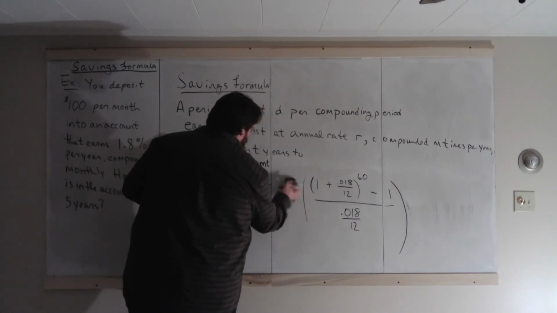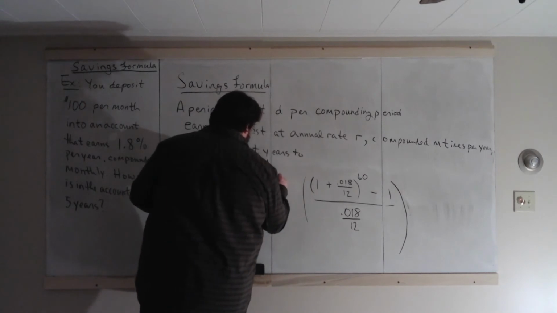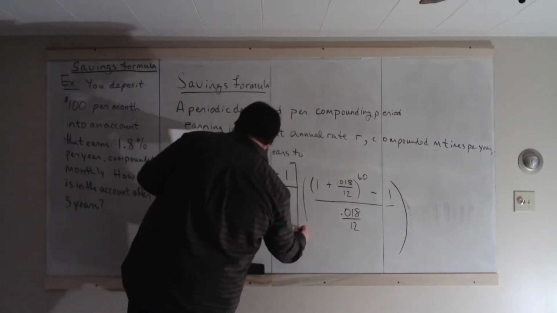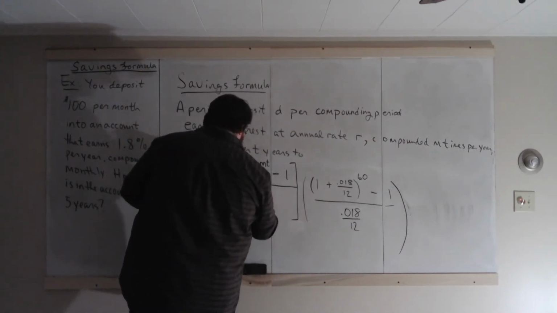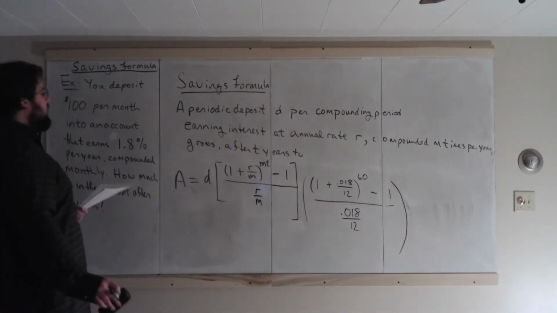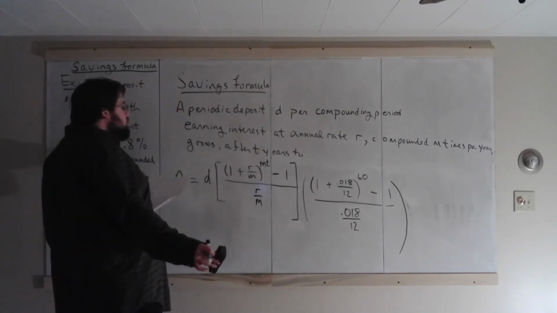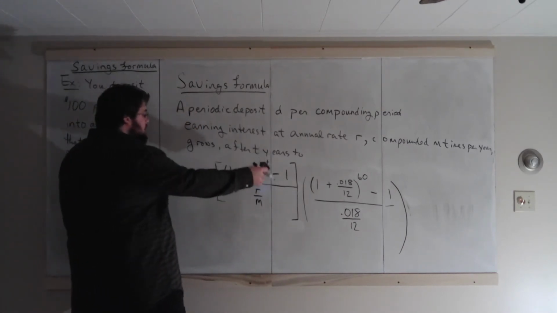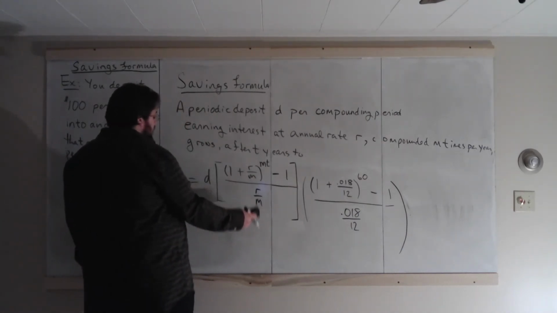I wanted to leave this on the board to point at it, but I'm not going to. This formula is more important than the minus 1. I didn't need to draw that low. All over R over M. So a periodic deposit D per compounding period earning interest annually R, compounded M times per year, grows after T years to D times 1 plus R over M to the MT minus 1 over R over M.